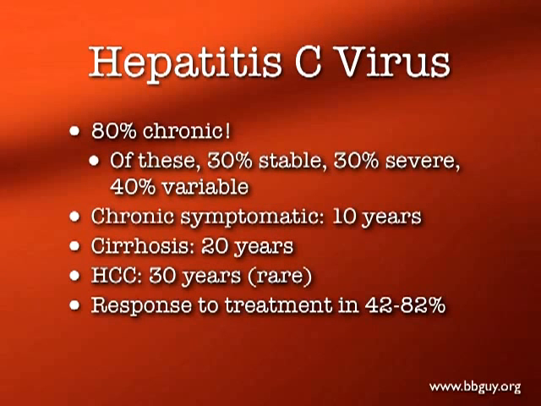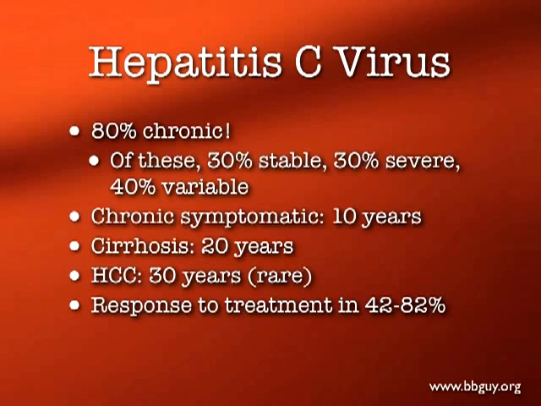Now, hepatitis C, unlike HBV, is 80% chronic. So the majority of individuals develop chronic hepatitis C, and of those 80%, 30% of those have stable infections, 30% of those have severe infections, and 40% of them it can go one way or the other.